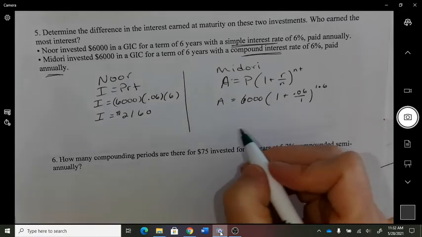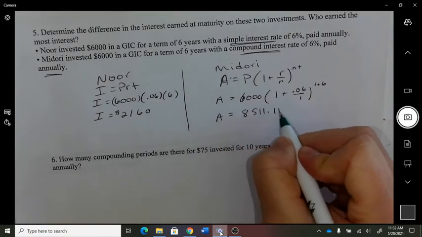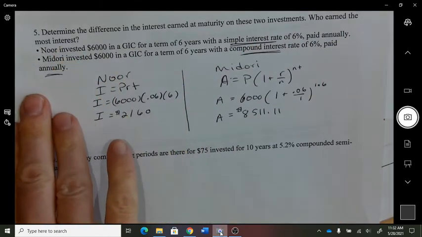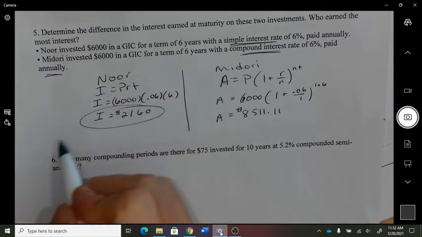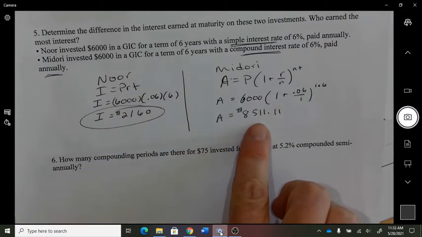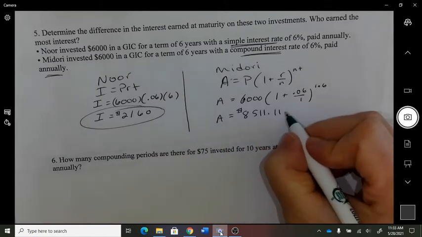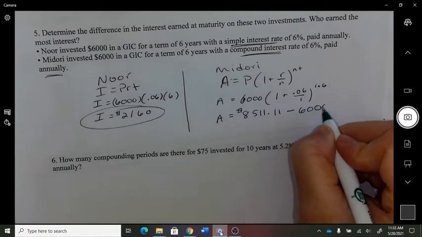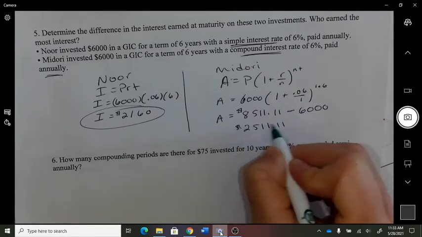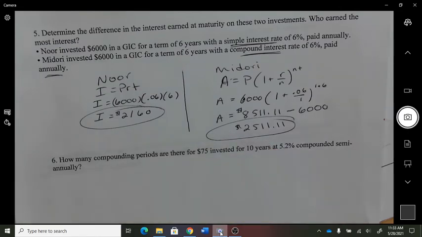So when I calculate that, I get an A of 8511.11. So we're trying to compare who has more interest. The interest on Nura's is 2160. This number is not the interest. This formula represents the final. So the final minus the start is 2511.11. So I was predicting right, the compound makes more interest.